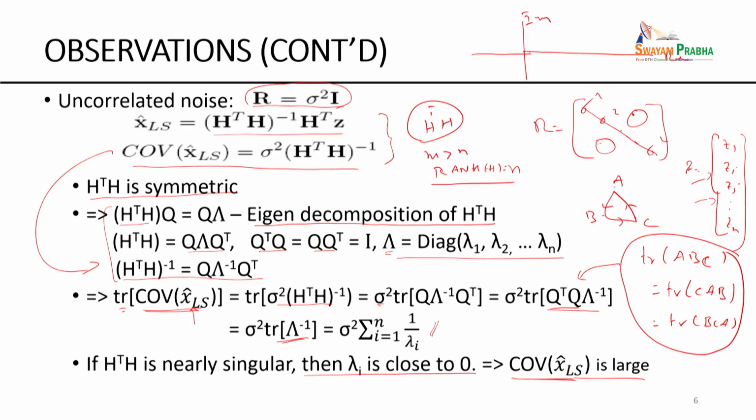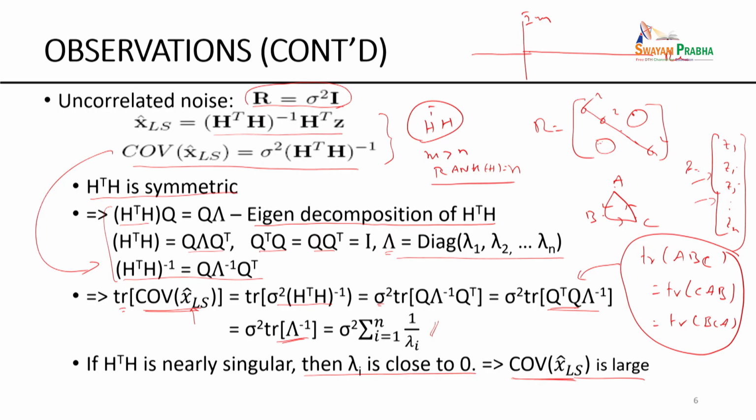So in the earlier case, we talked about H transpose H being nearly singular. Nearly singular means what? At least a pair of columns of H are very nearly collinear. The angle between them is close to 0. There we called it ill condition. That relates to collinearity of the columns of H, which can lead to ill-posedness of the problem. Here we are explaining the same situation using a different approach.